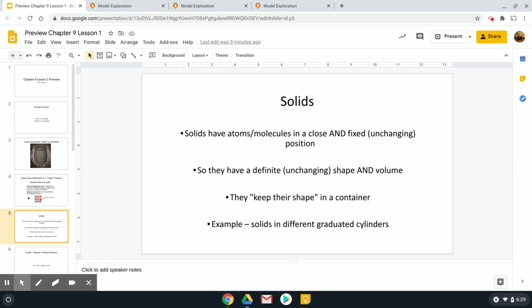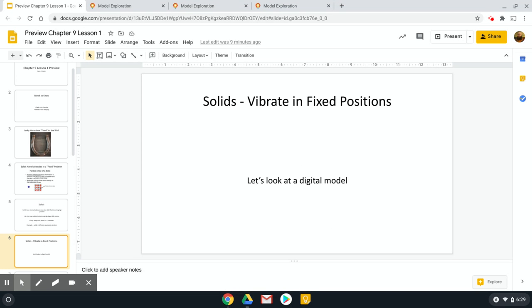Solids keep their shape in a container. So if I have a graduated cylinder and I drop in a solid like a rock or a toy car or something like that, the solid is going to keep its shape. It's not going to assume the shape of its container. So solids vibrate in fixed positions.